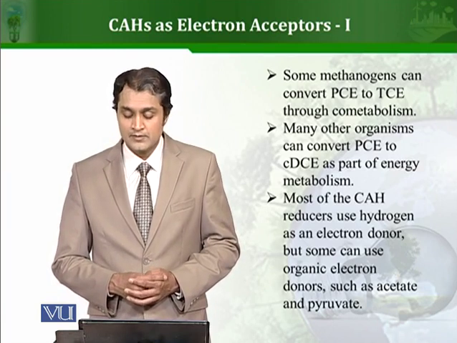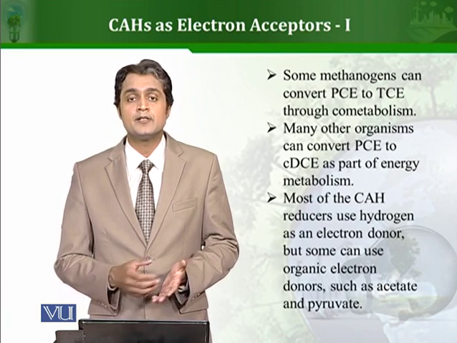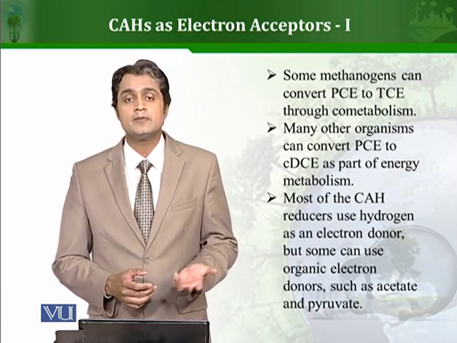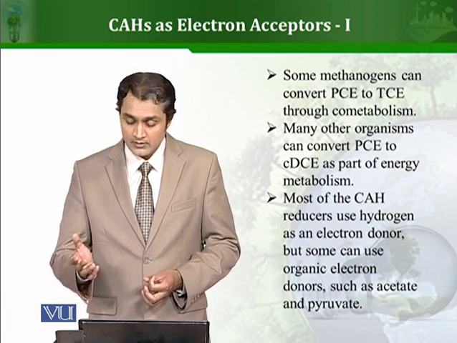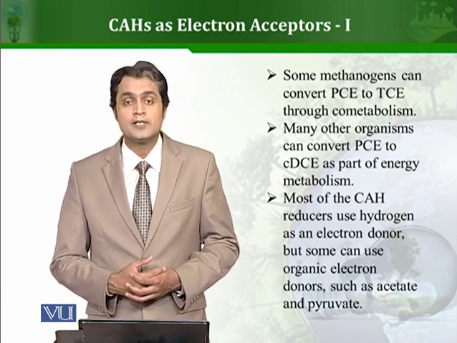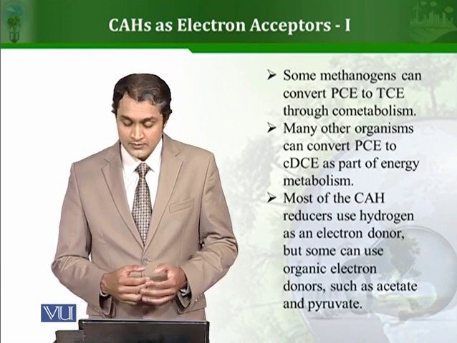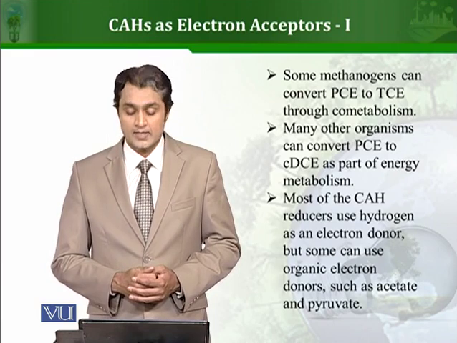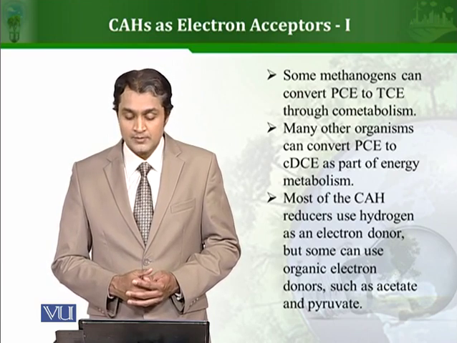Most of these reducers, these organisms which can reduce these compounds, use hydrogen as electron donor, but there are some microorganisms which can also use other compounds as electron donors. For example, these can use several organic compounds such as acetate and pyruvate as well. We will talk more about this topic in our next lesson.